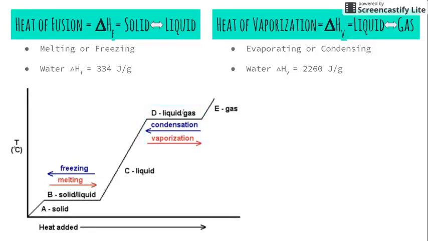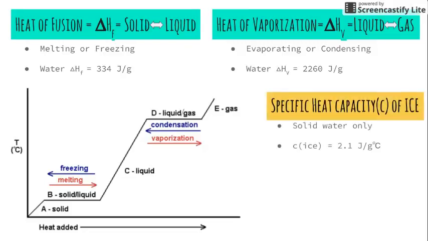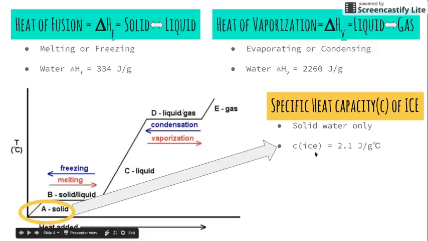All right, now what if you're not talking about a phase change and you're just talking about ice? How much energy does it take to change a gram of ice by 1 degree Celsius? And that's what this number means right here. This is the specific heat capacity of ice or solid water. It's about 2.1 joules of energy for every gram to change it just 1 degree Celsius. Which means if I wanted to change it 2 degrees Celsius, I'd have to double this number.